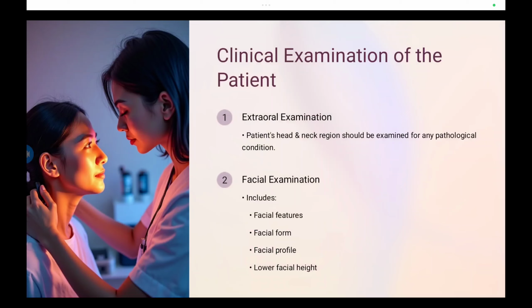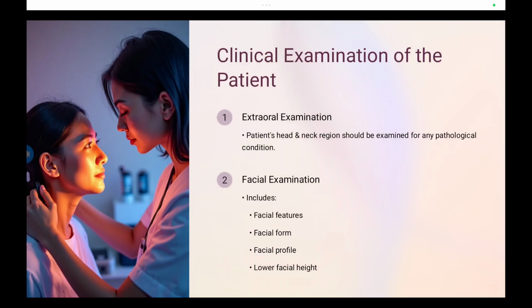Now facial profile. Facial profile can be normal, class 1 as normal, in which both maxilla and mandible are in a straight line. Class 2 profile is retrognathic, in which the mandible is behind the maxilla, or the lower jaw is behind the upper jaw. Class 3 facial profile is the prognathic profile of the patient, in which the mandible is more anterior to the maxilla, as we can say that the lower jaw is more anterior to the upper jaw.